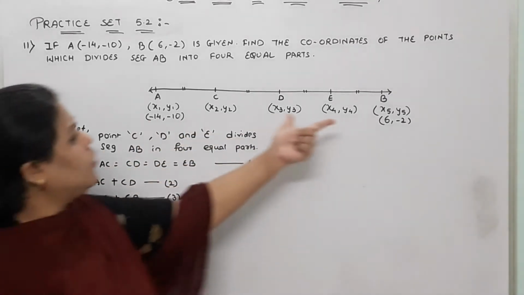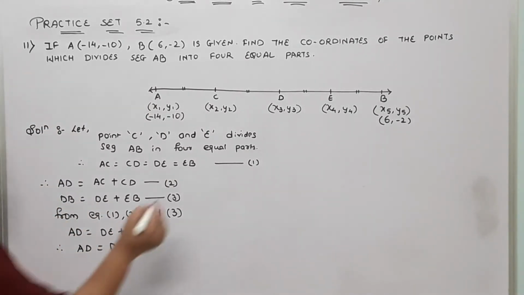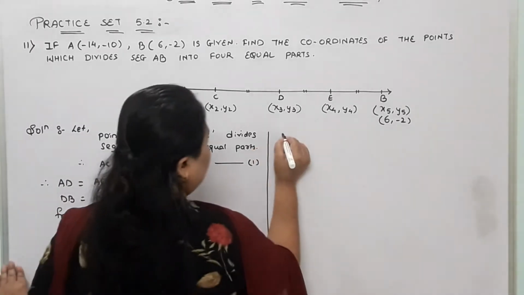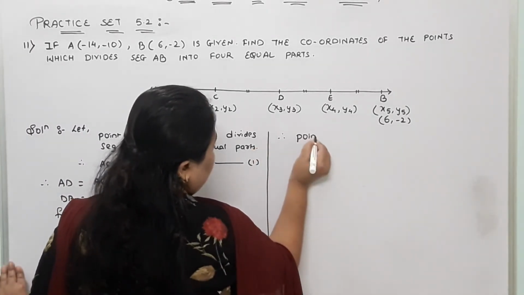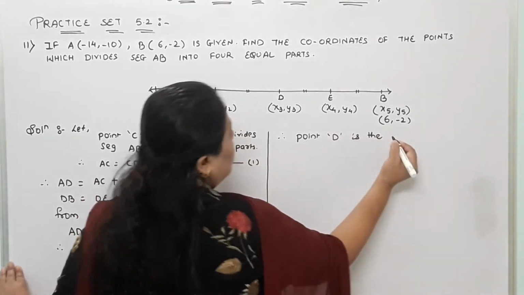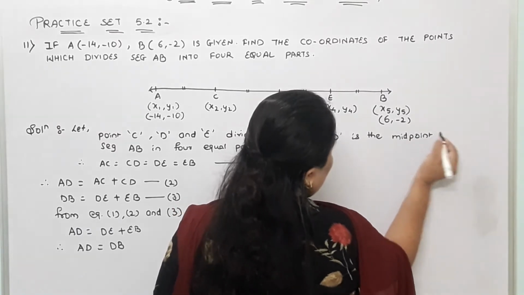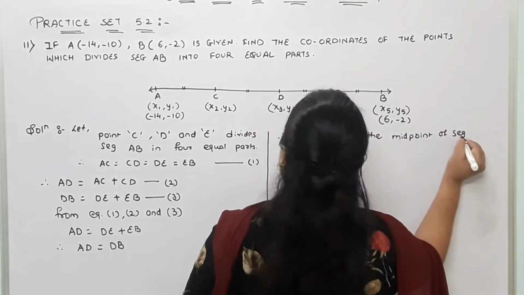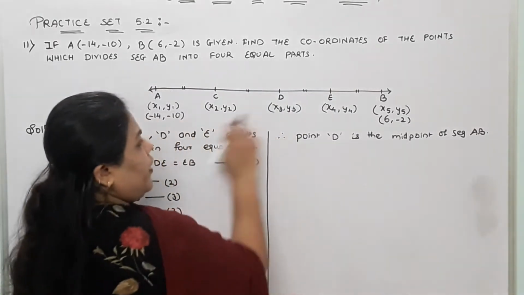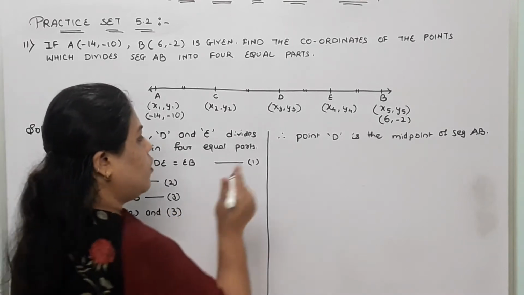It means what? Therefore, AD is equal to DB, right? If AD is equal to DB, means what? D is the midpoint of AB. Write down. Therefore, point D is the midpoint of seg AB. Right? If point D is the midpoint of AB, we will apply midpoint formula now.